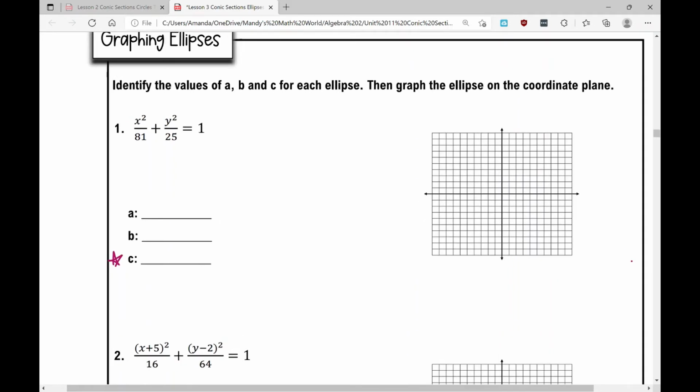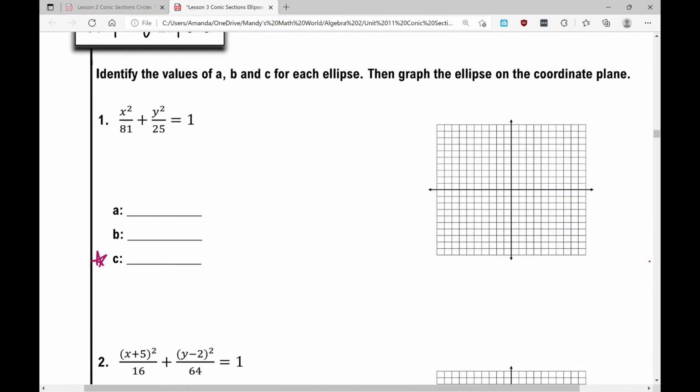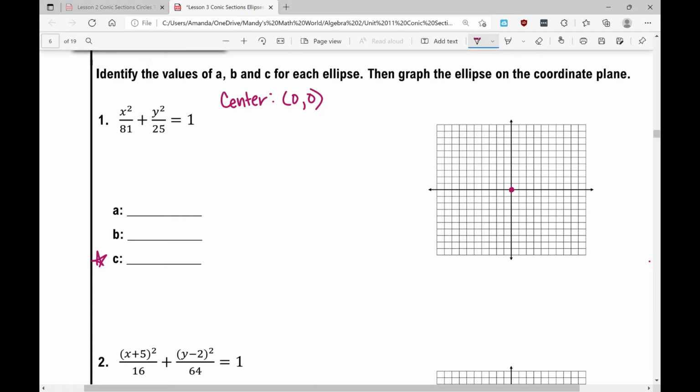So let's look at this. I have a really basic ellipse here: x squared over 81 plus y squared over 25 equals 1. So let's first talk about what the center is for this particular ellipse. Because we don't have any x minus h or y minus k, our center is going to be at 0, 0. So let's go ahead and write that down, and then let's graph it. It's at 0, 0.